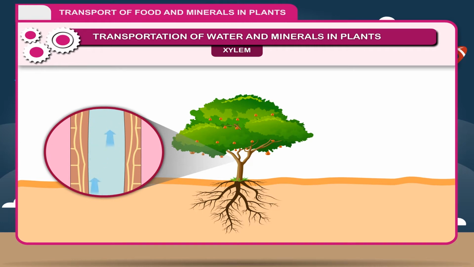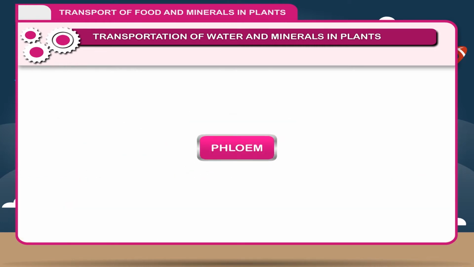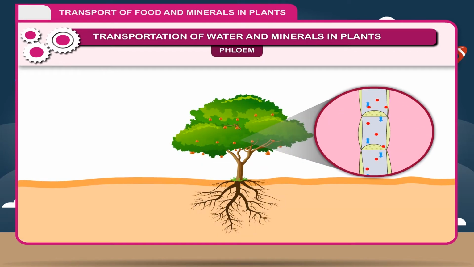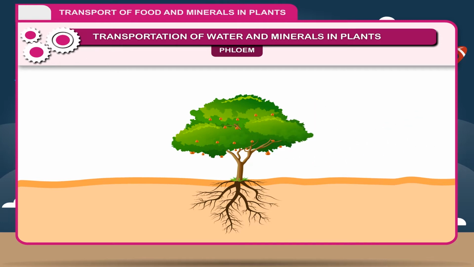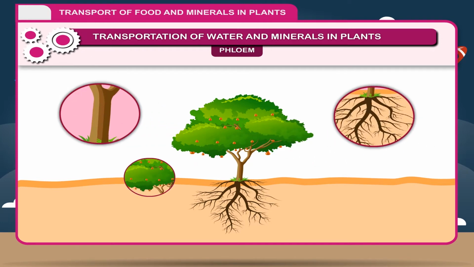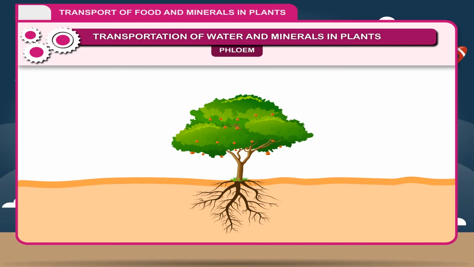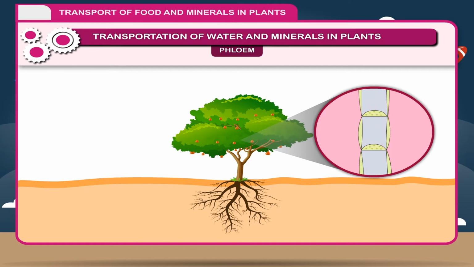It conducts water and minerals from the ground to the stems and leaves. Phloem. These are long, thin tubular structures placed one above the other. It conducts food produced in the leaves to the stems, roots, storage parts, and reproductive organs. The movement of food substances from the region of synthesis to the region of utilization is called translocation.